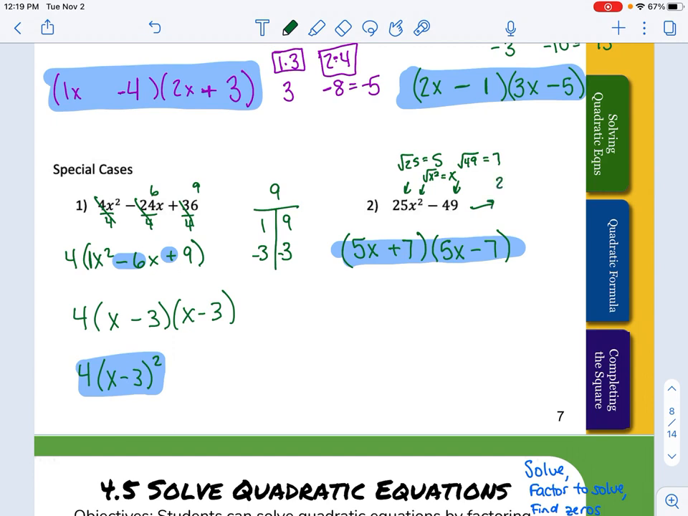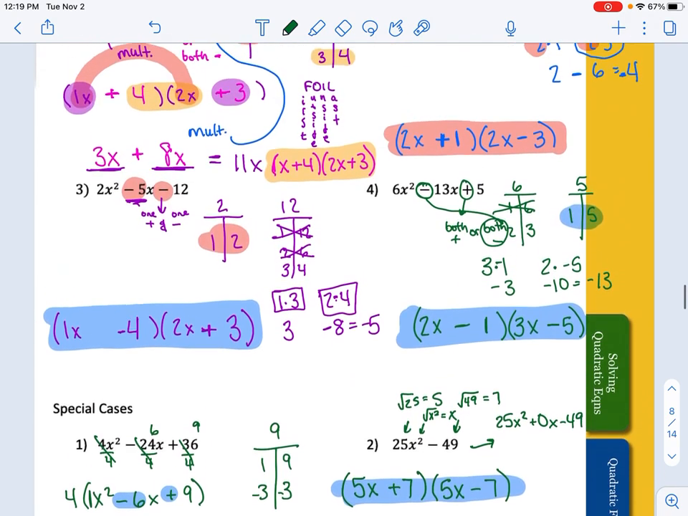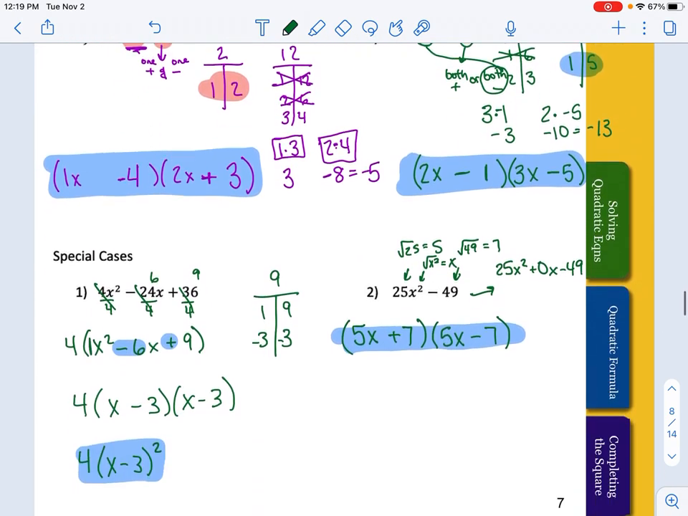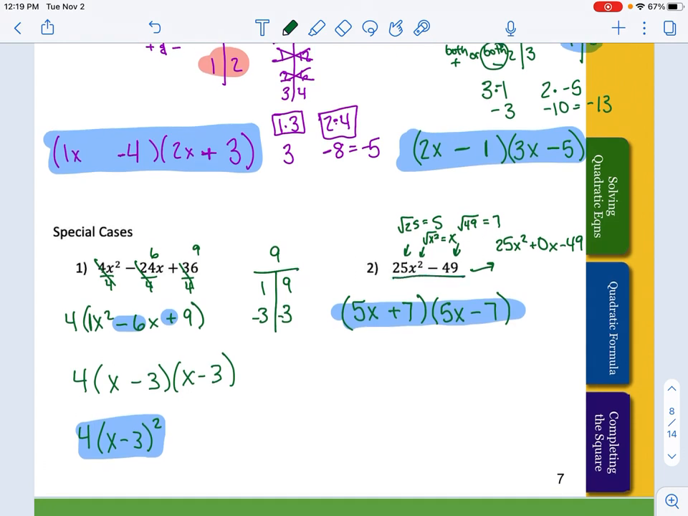This is actually equivalent to writing 25x squared plus 0x minus 49. And you can do like we did above. That would just take longer. If you know your shortcut here and see your perfect square problems separated by a subtraction, then you can write your factors pretty easy. All right, that's all I have for you today.